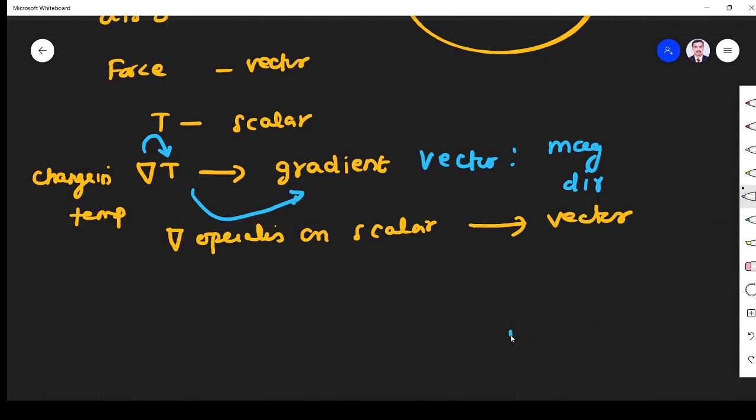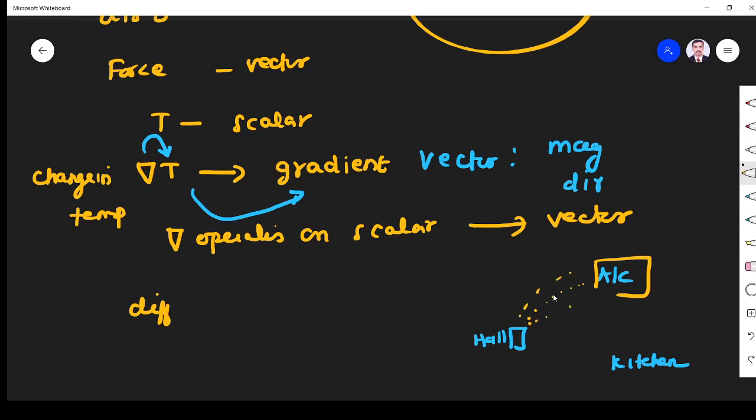For example, let us assume this is our hall, this is a bedroom with AC, and this is the kitchen. By using differentiation, the derivative will give change. If you move from hall to bedroom, the temperature is going to vary at every point. That variation may be very small, but it will be varying at every point, whatever direction you take.